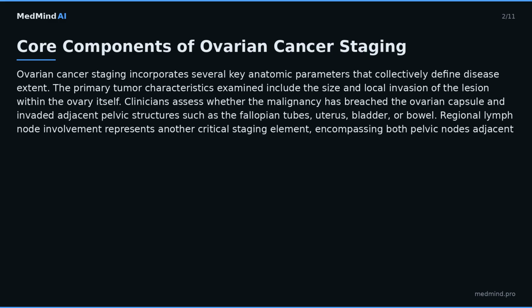primary tumor and paraortic nodes situated along the abdominal aorta. The assessment also determines whether cancer cells have disseminated to peritoneal surfaces throughout the abdominal cavity or have established distant metastases in organs such as the liver, lungs, or pleura. This comprehensive evaluation requires coordination between surgical exploration and radiologic imaging modalities to accurately characterize disease distribution.